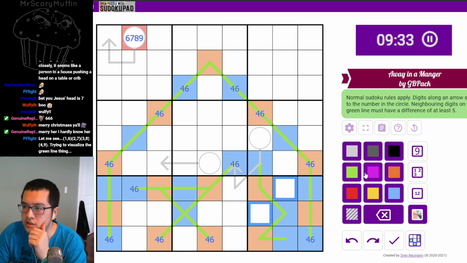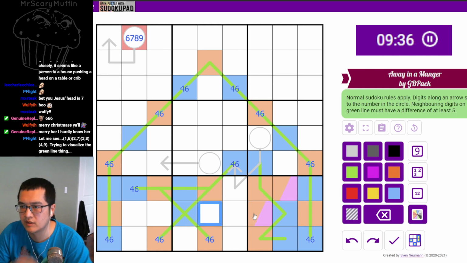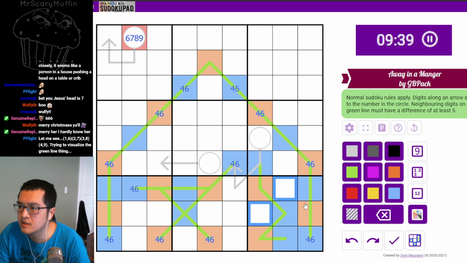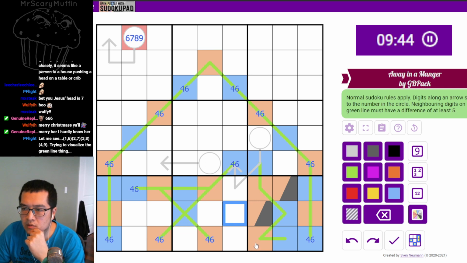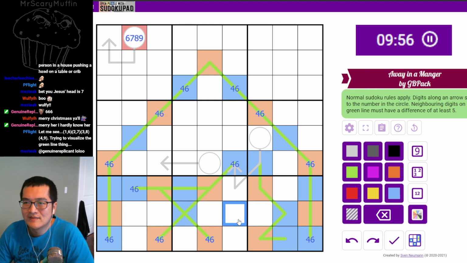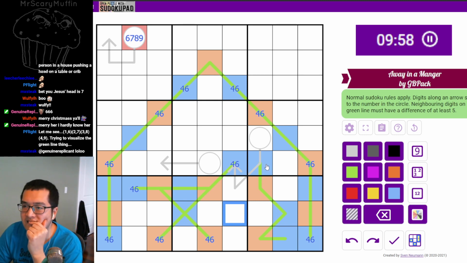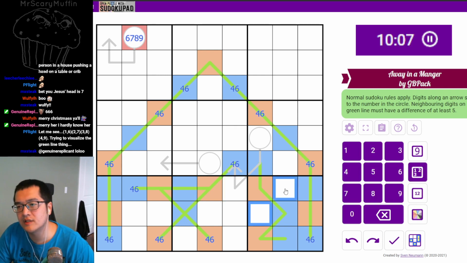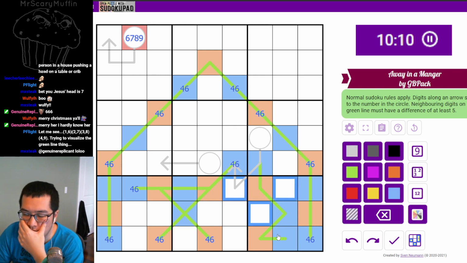Let's use purple? No, that doesn't look good. What's a good color to go with this? We'll use black, actually. One of these is orange. Does that make things better or worse for us? Yeah, I think that's actually more confusing. Let's not do that. It's like all of these are either 5s or orange. These can't be blues. That's the important thing we need to know.